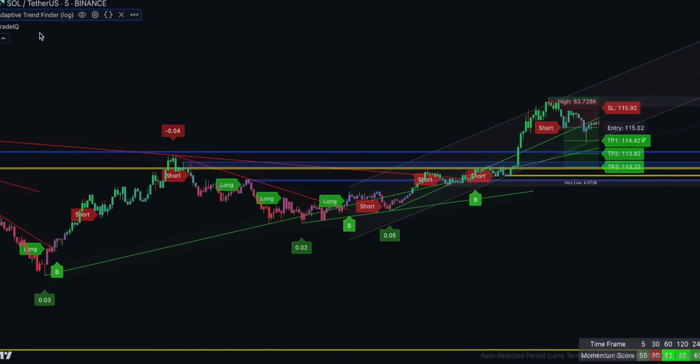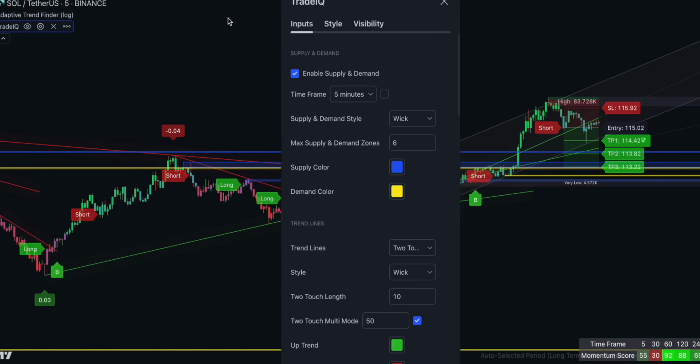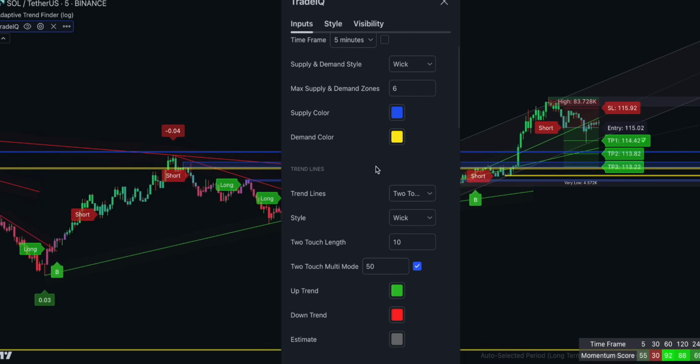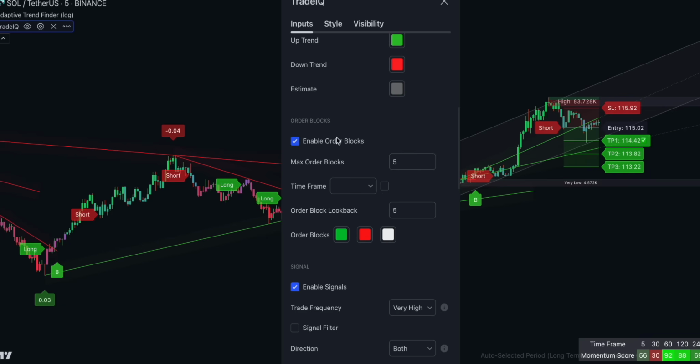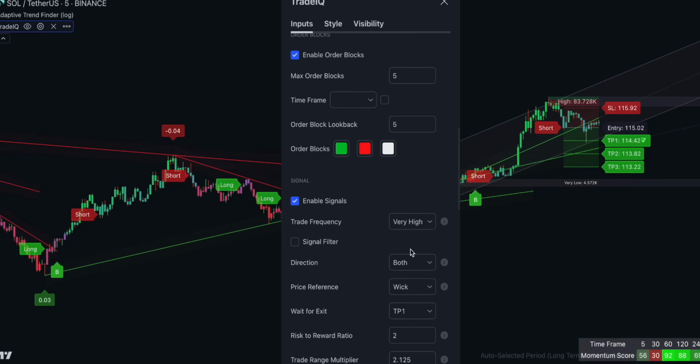Once you've installed it on the chart, open its inputs and perform the following customizations. You'll need to enable 2 touch trend lines with breaks, order blocks, signals at high frequency with a filter, and a trade multiplier set at 4. Once you're finished, click OK.